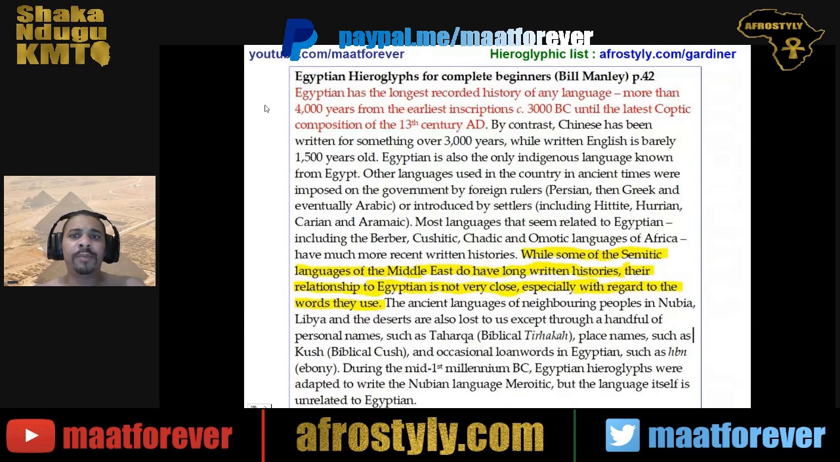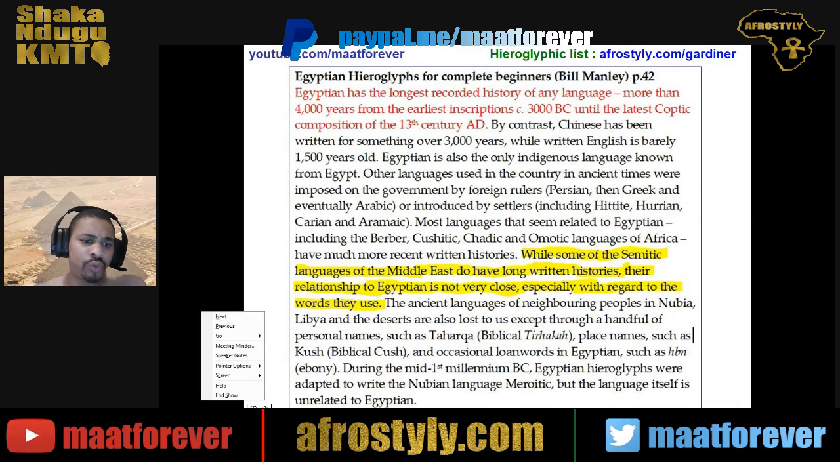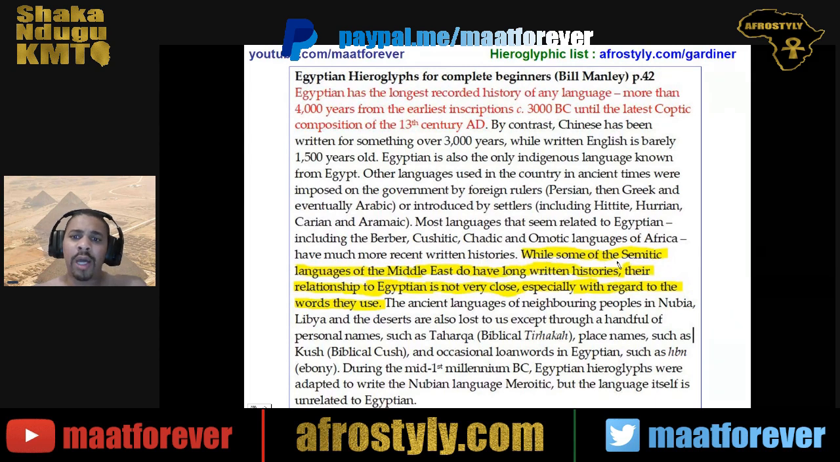Here I'm quoting Bernard Manley, his book entitled Egyptian Hieroglyphs for Complete Beginners, page 42. You are free to read the whole thing, but what I want you to pay attention to is what is highlighted in yellow, of course. While some of the Semitic languages of the Middle East do have long written histories, their relationship to Egyptian is not very close, especially with regard to the words they use.